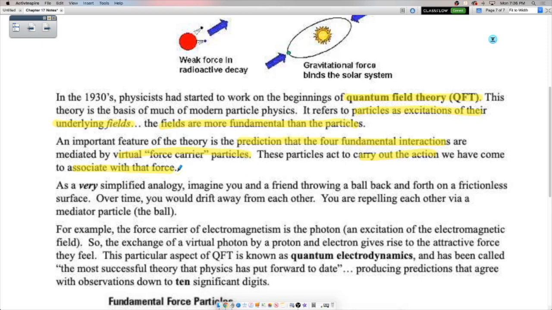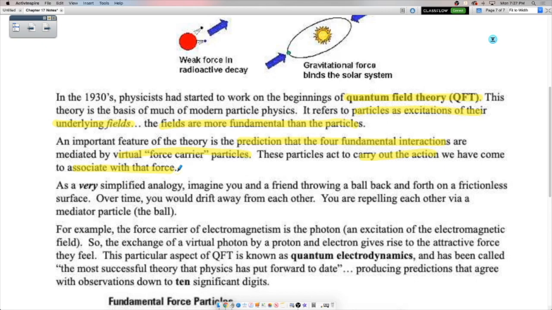Now, you and your friend are not touching each other. You're not actually acting on one another, but you are still repelling each other. How are you doing it? Through the use of this mediating force-carrying particle, the ball. This helps to explain this action at a distance that has been part of classical field theory since, well, forever, right? It's just been accepted that, yes, things can influence each other from a great distance. By quantizing it a bit, we now get this slightly different view where particles are mediating it.